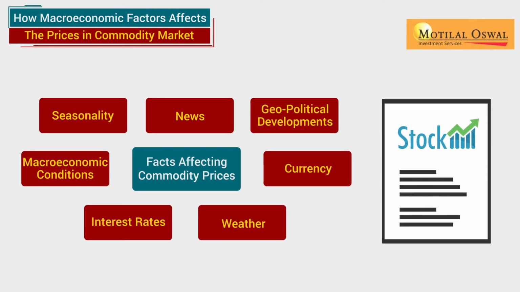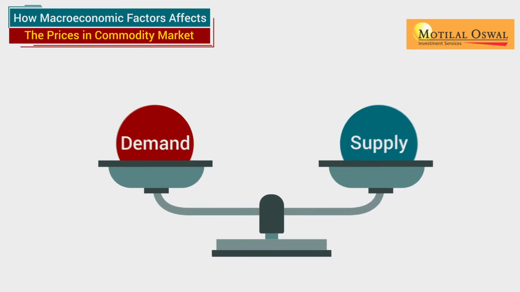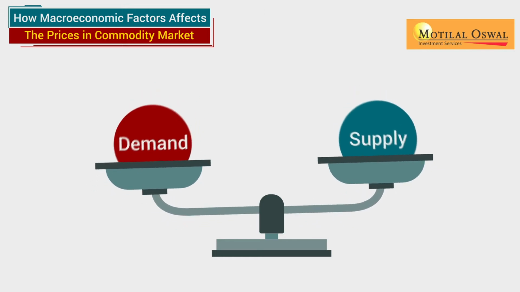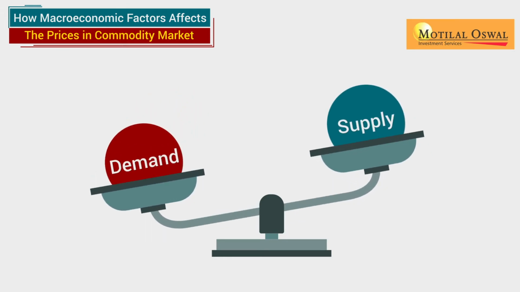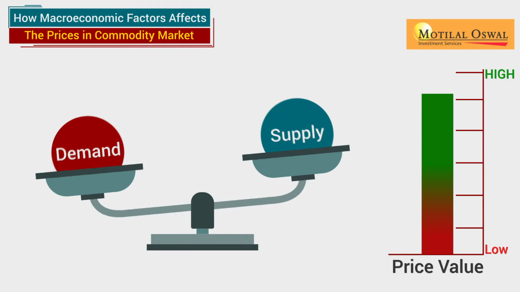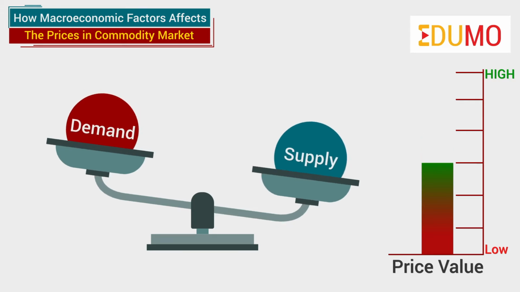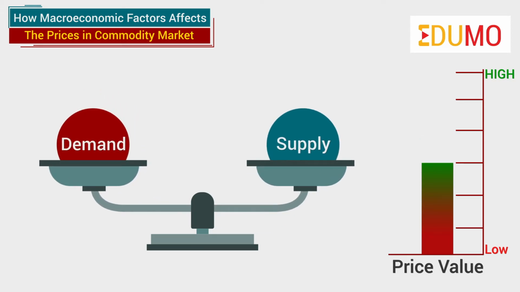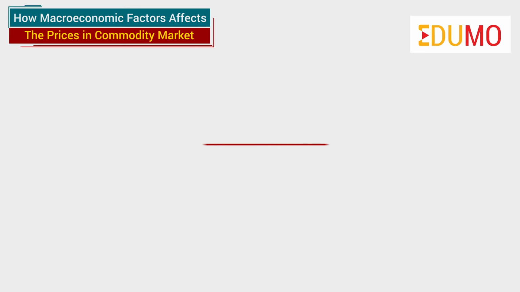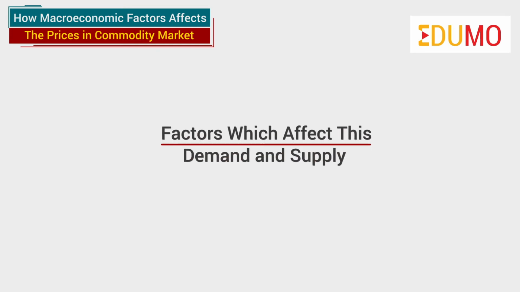The foremost important factor that affects commodity prices is basic demand and supply dynamics. As the demand for the commodity increases, the prices go up, and the higher the supply of a commodity vis-à-vis demand, the price of the commodity falls. Now, what is important here is to understand the factors which affect this demand and supply.